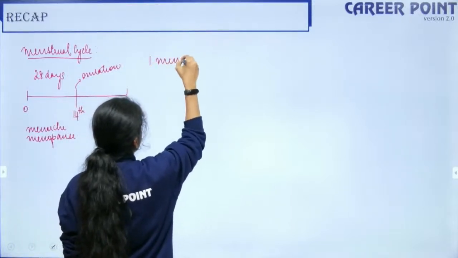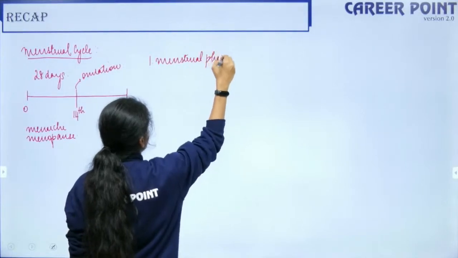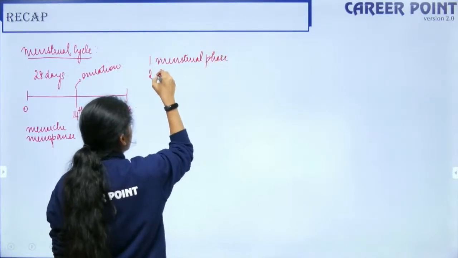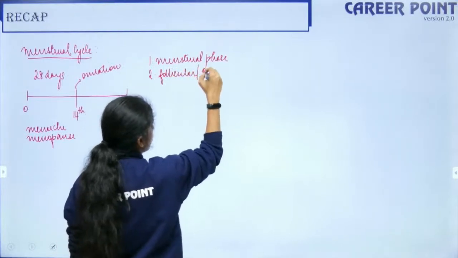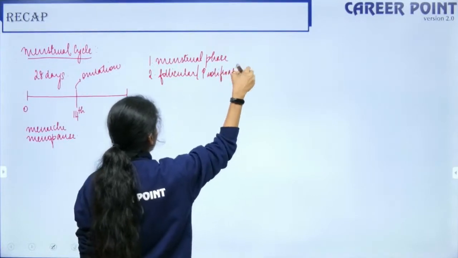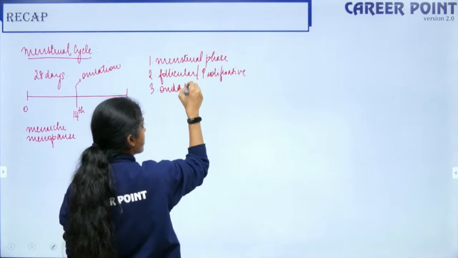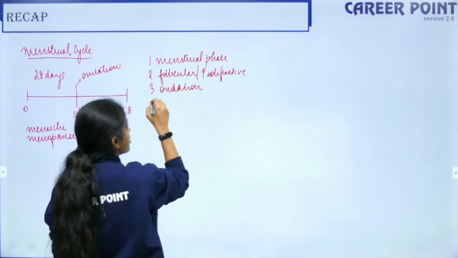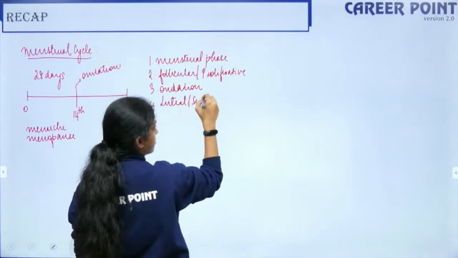First is your menstrual phase. Then you have the follicular phase, also known as the proliferative phase. Then you have the ovulatory phase, where the ovulation process happens. The last one is your luteal phase, or secretory phase.